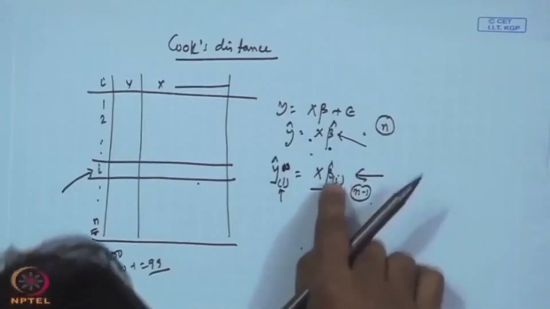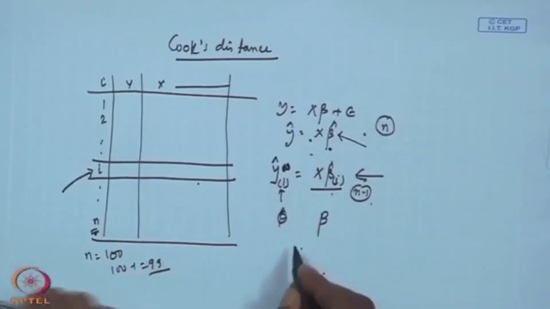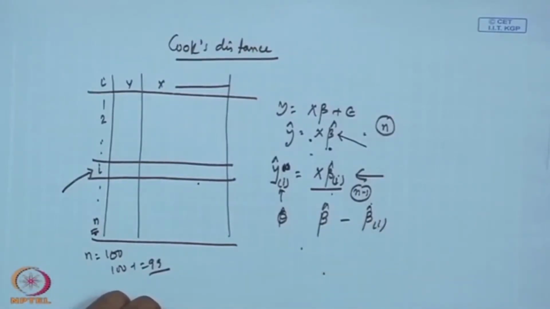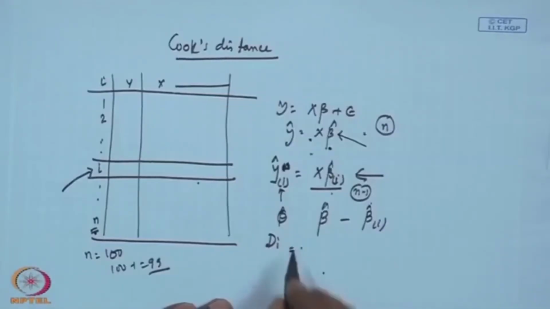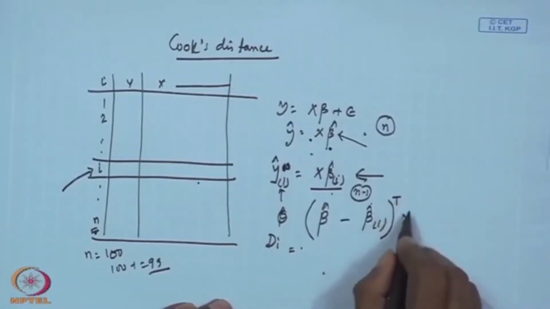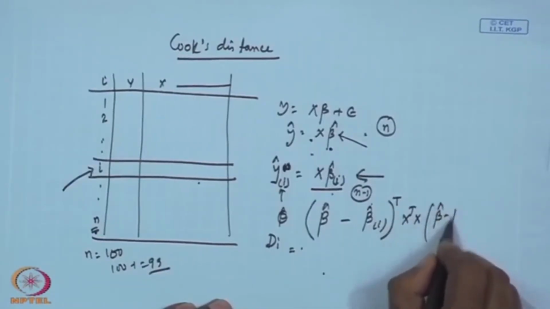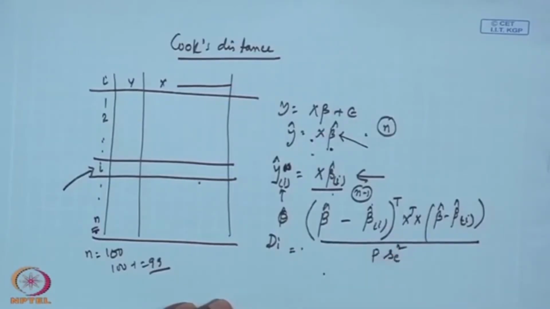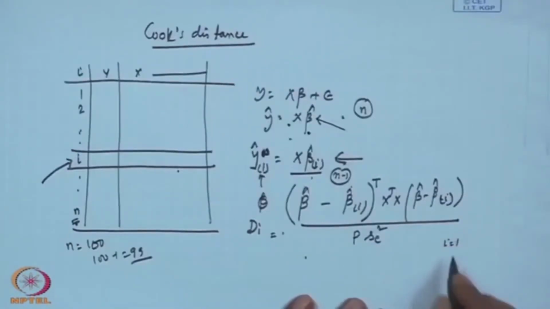Then what we are saying is that the difference between this beta cap and beta cap (i) should not be much. It means effectively there should not be any difference, only rounding error, some difference will be there. Then Cook has created one statistic, the D i, which is beta cap minus beta cap (i) transpose X transpose X, then beta cap minus beta cap (i), this divided by p into s square, and definitely i equal to 1 to n. Okay. So, he created one statistic, this type of statistic.